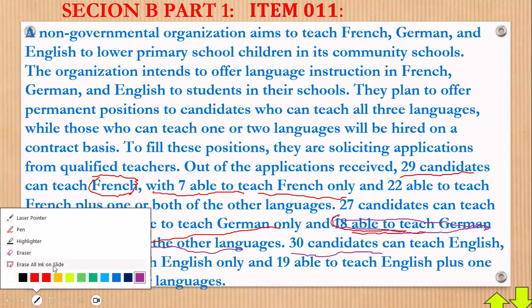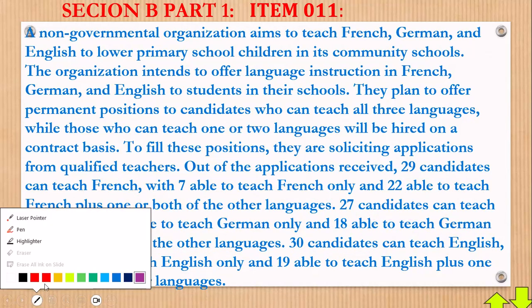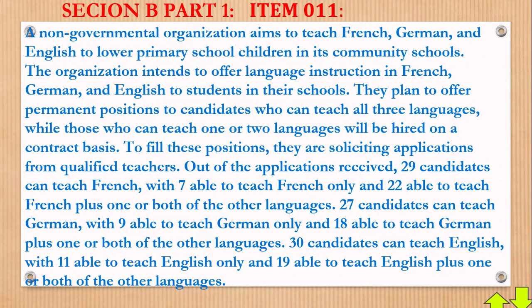So we're going to begin with this. We shall call letter F French. We start off: 29 candidates can teach French, meaning that in our summary we shall say number in French, they are 29. Okay, now they're saying 7 are able to teach French only. So number in, allow me to just write like this.